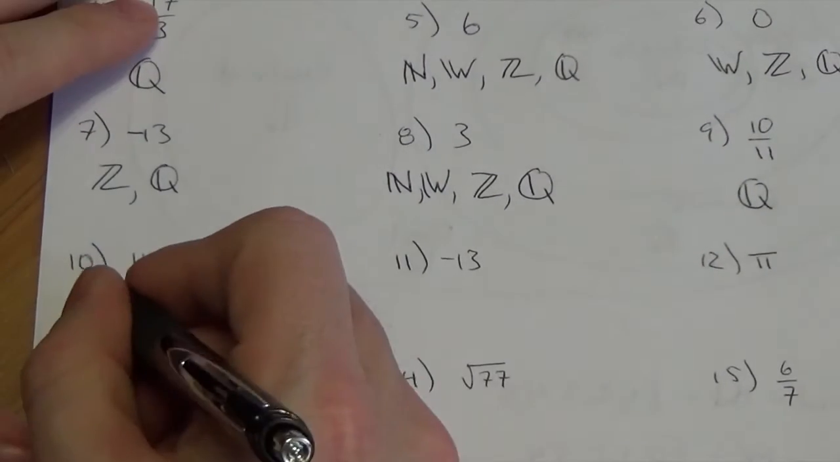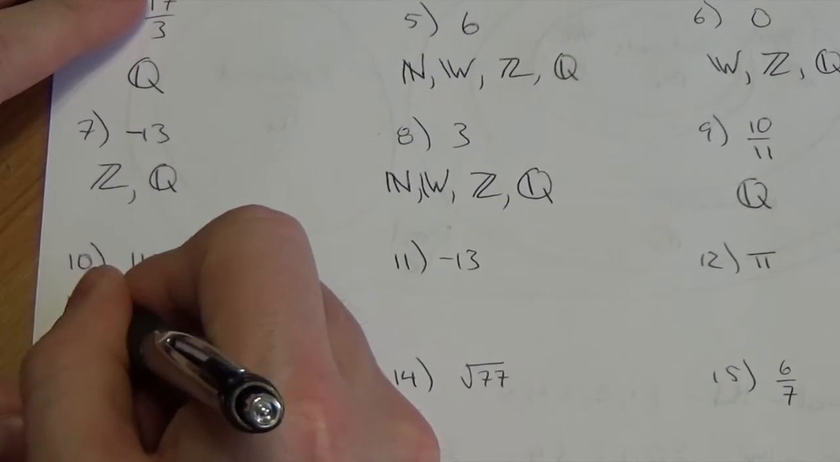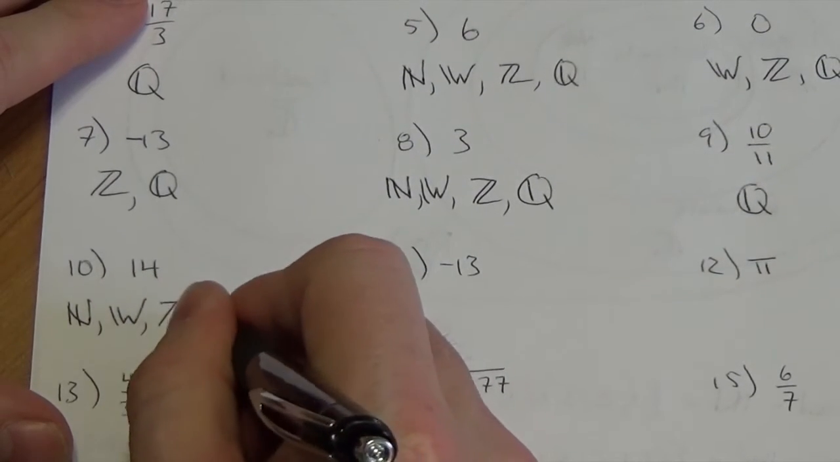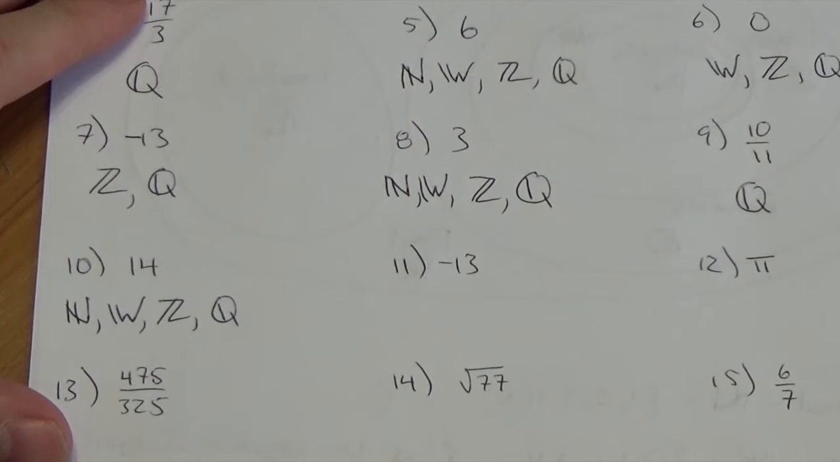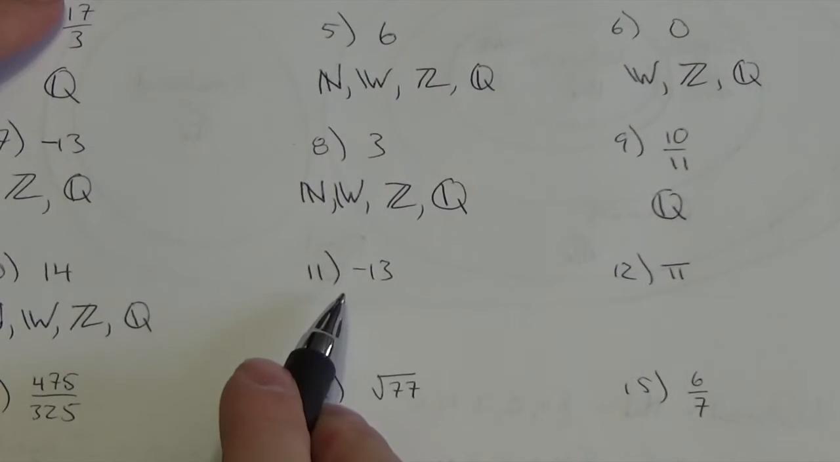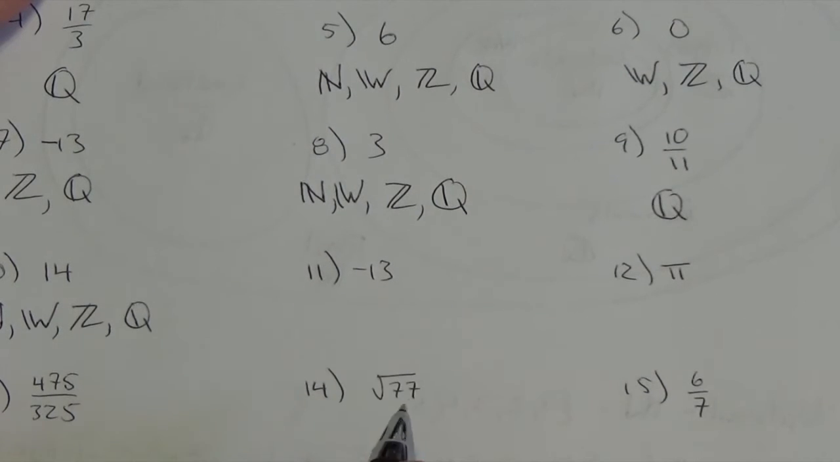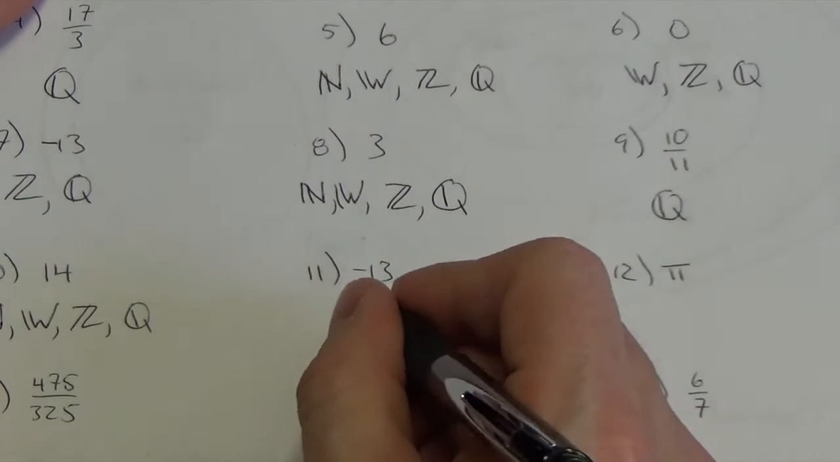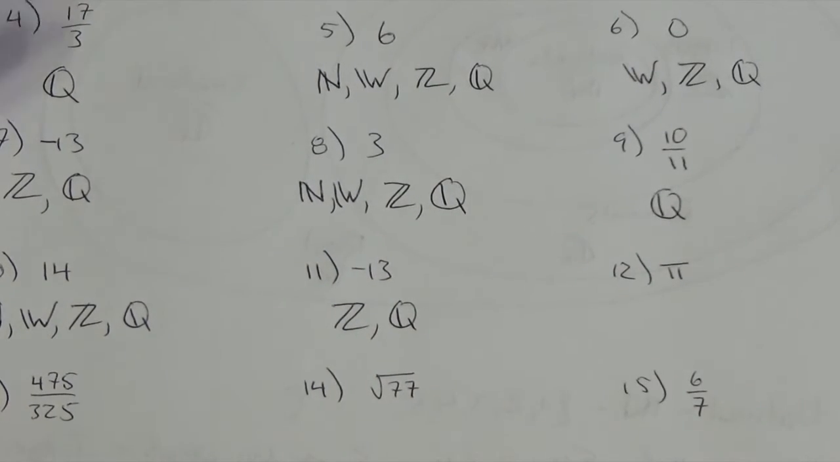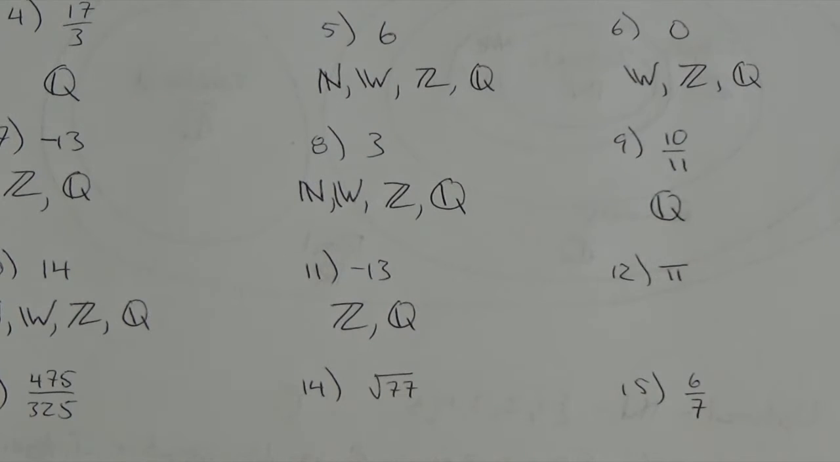14. Okay, well, 14 is a natural. It is a whole, it is an integer, and it is a rational. Okay, because it belongs to the naturals, it belongs to all those. Negative 13, actually negative 13 is repeated there. That's really odd. Okay, already dealt with this one. That was integer and rational. Apparently that's a really important number to me.